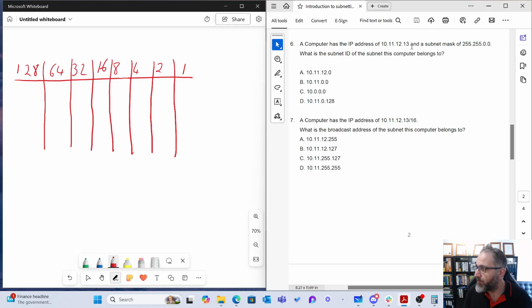And what is the subnet ID? This is really easy. When we look at 255.255, we ignore those parts. We're not interested in the last 2 octets. That 255.255 in the first two octets means that we are only interested in the first 2 octets. We're ignoring the last 2 octets. When we ignore something, we make it a 0. We're not interested. 0 interest.